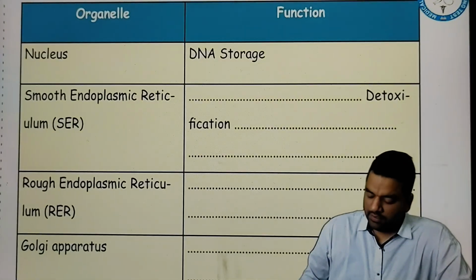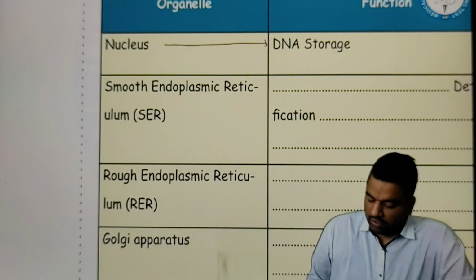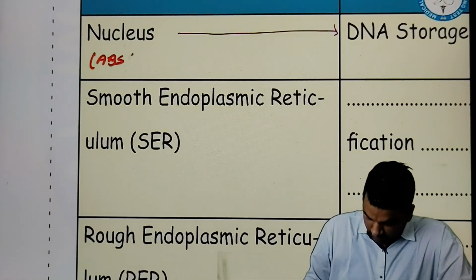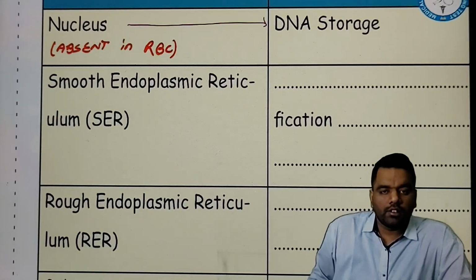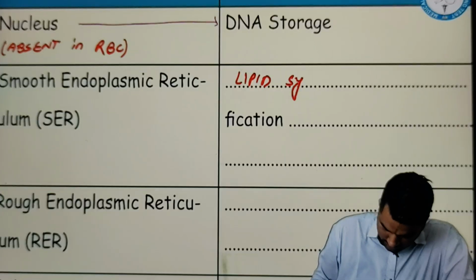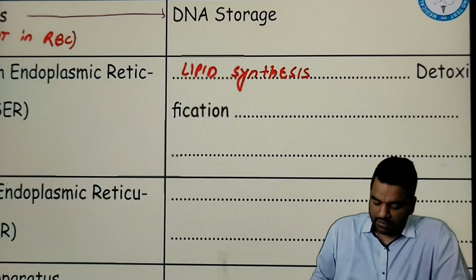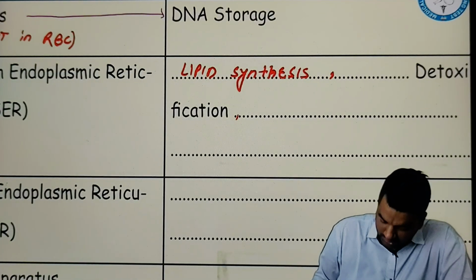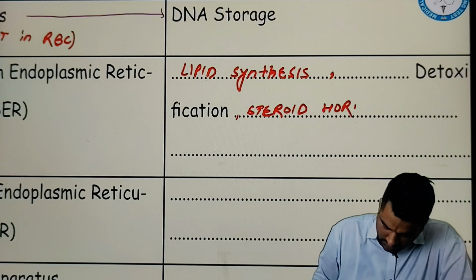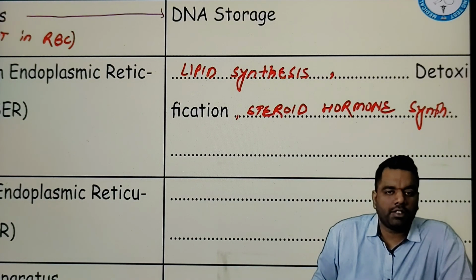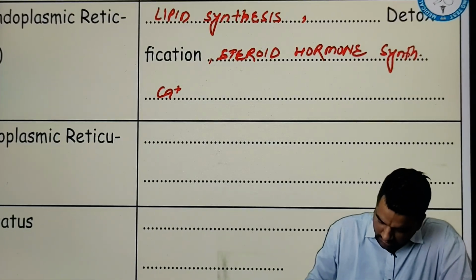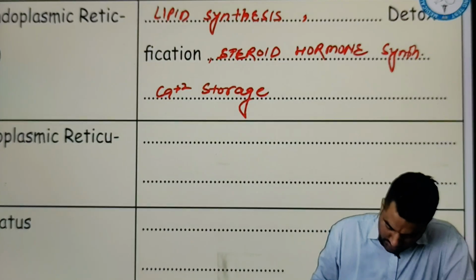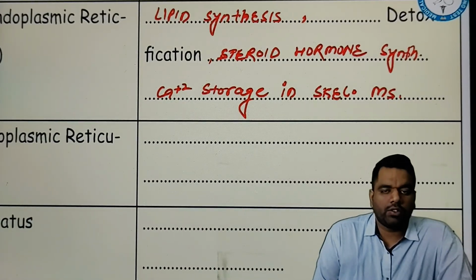The functions of different organelles. Number one organelle is our nucleus. Its function is DNA storage. The nucleus is absent in RBC. Then the smooth endoplasmic reticulum, SER. Its function is lipid synthesis. Then there is detoxification, also steroid hormone synthesis, and it also provides calcium storage in skeletal muscle.